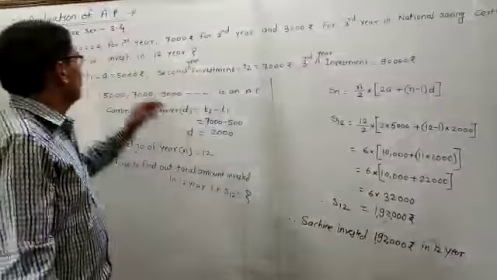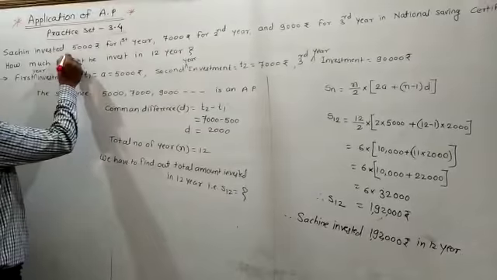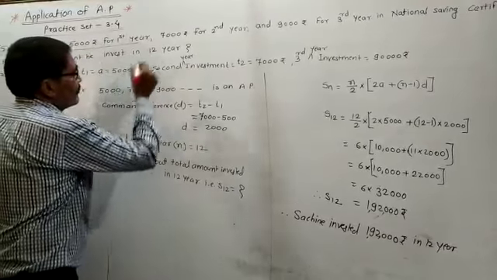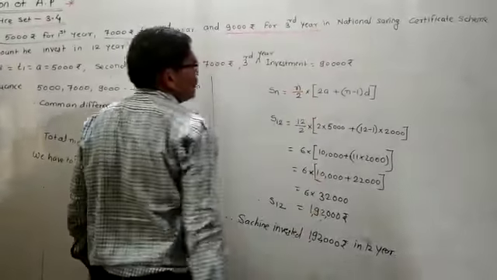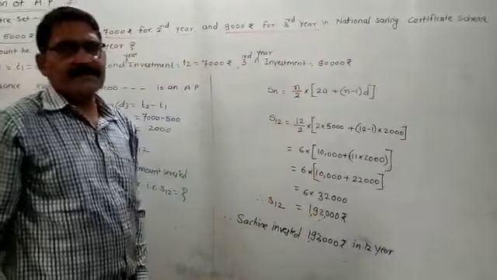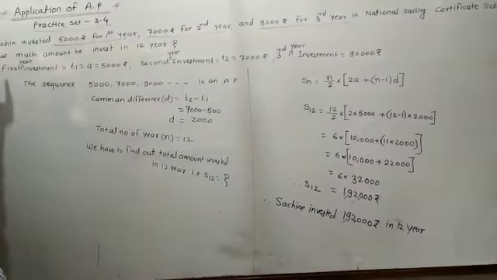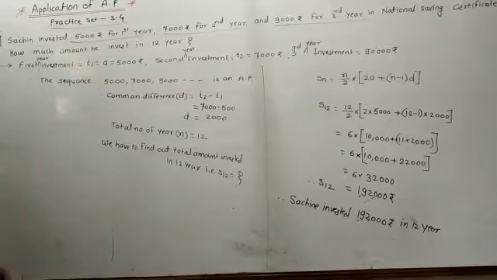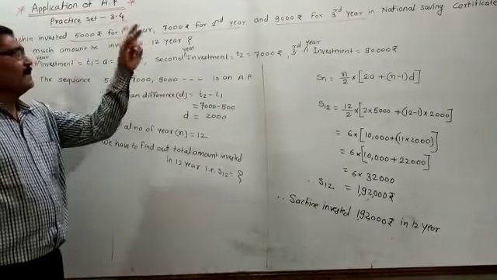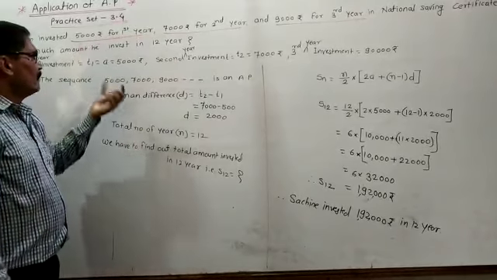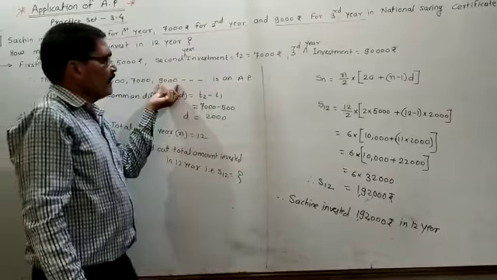With practice set 3.4, third example. Sachin invested 5,000 for the first year, 7,000 for the second year and 9,000 for the third year in National Savings Certificates scheme. How much amount does he invest in 12 years? Means first year he invests how much? 5,000. Second year 7,000 and third year 9,000.